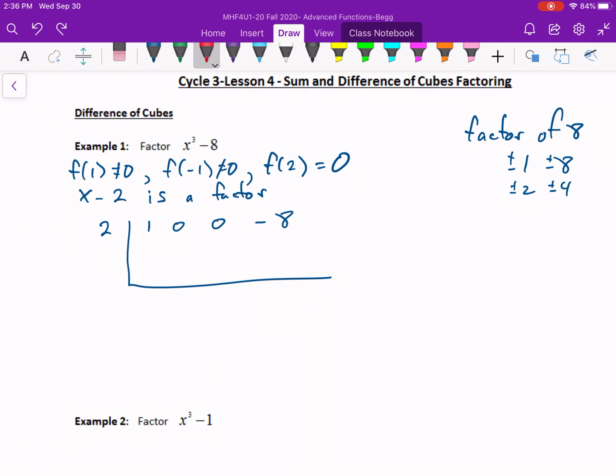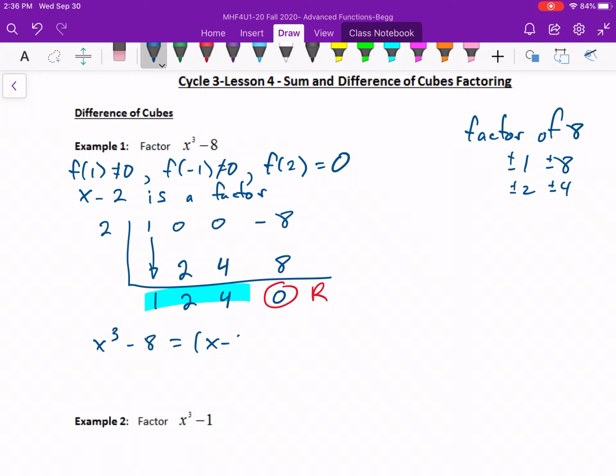So we have to keep those placeholders. Going through synthetic division, we bring the 1 down, multiply by 2, add, multiply by 2, add, multiply by 2, add, right? That's the beauty of synthetic division, it gets fast when you practice it. Remainder, then we have coefficients. These guys here are the coefficients for the answer. So we know that x cubed minus 8 is equal to x minus 2 times 1x squared plus 2x plus 4.